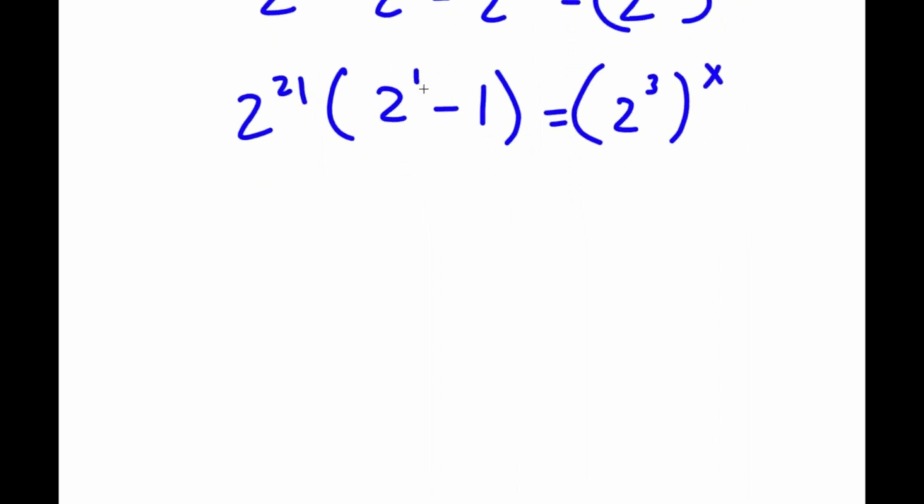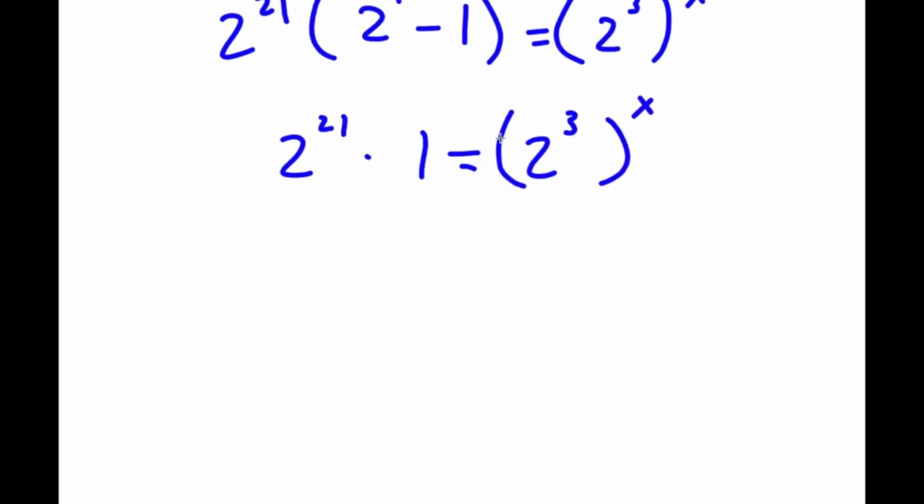Now 2 to the power of 1 is equal to 2, and 2 minus 1 is 1. So I'm left with 2 to the power of 21 times 1 is equal to 2 to the power of 3 to the power of x. Now anything times 1 is simply itself, so 2 to the power of 21 times 1 is simply 2 to the power of 21. So I have 2 to the power of 21 is equal to 2 to the power of 3 to the power of x.